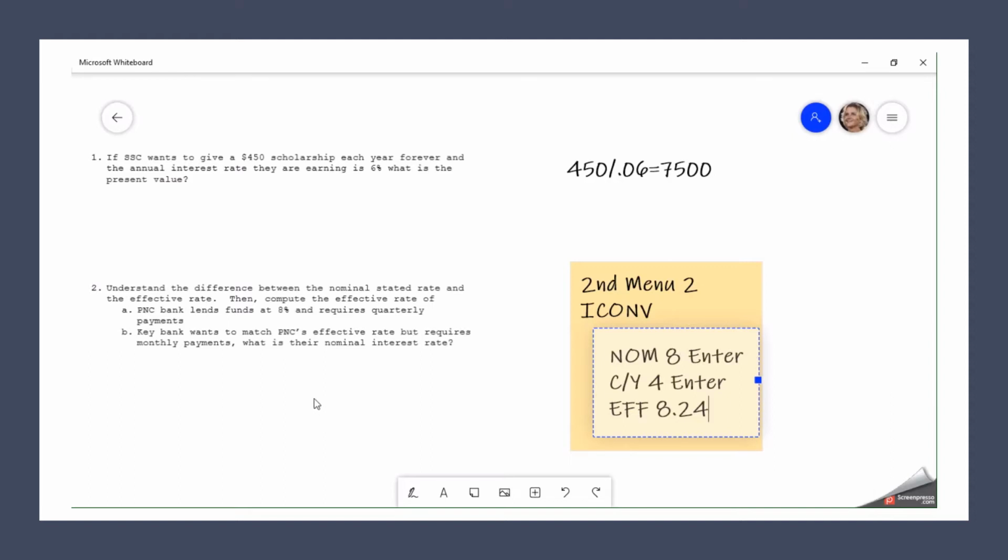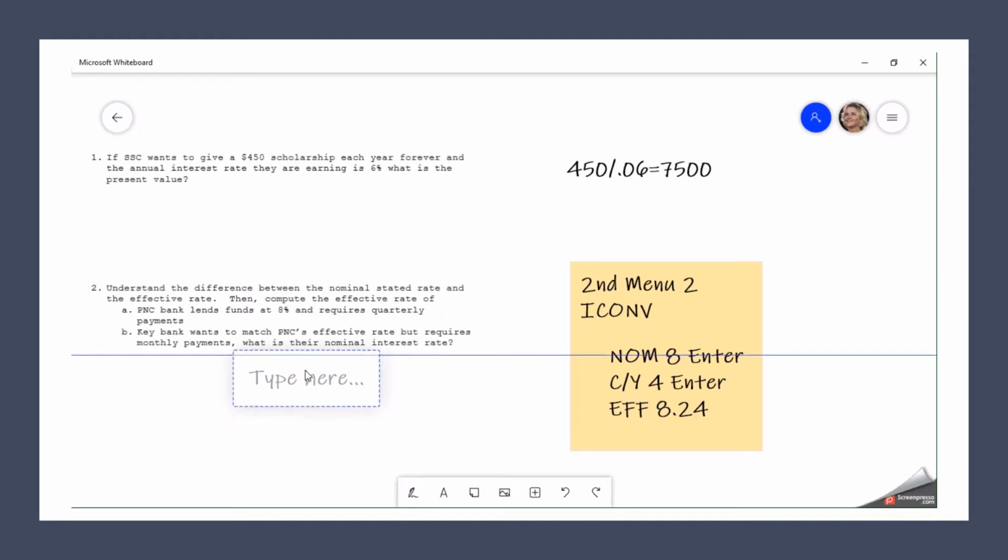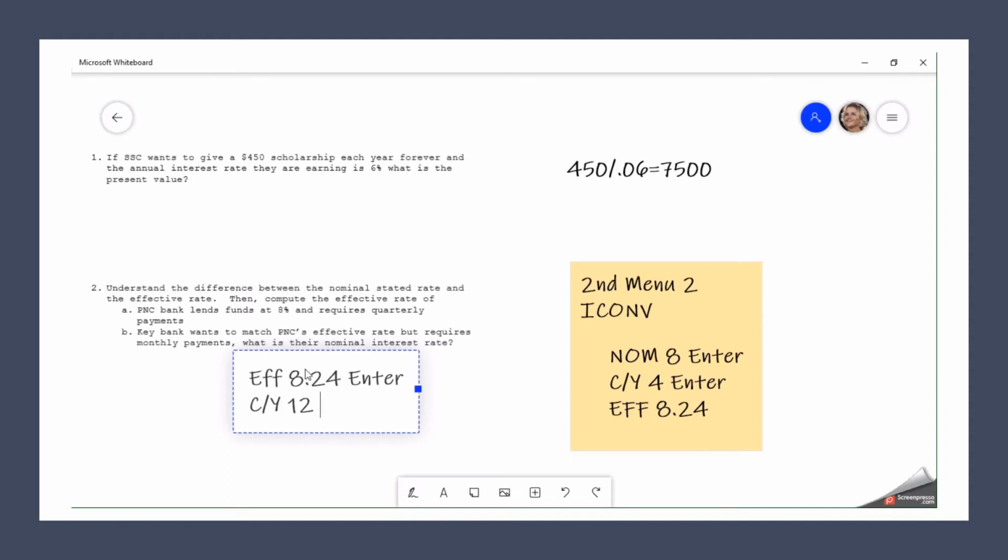So if Key Bank wants to match that and they do monthly payments, we'll go into that same function, but now our NOM is what we're looking for. So I'll start with our EFF. Our EFF is going to be the 8.24. The compounding periods per year is going to be 12 because it's monthly. Then we're going to arrow back up to that nominal rate and push compute. Over on this one, you would have computed on that EFF field.